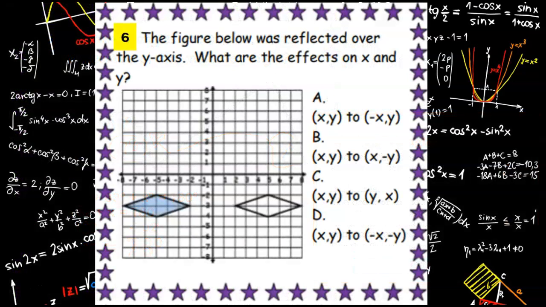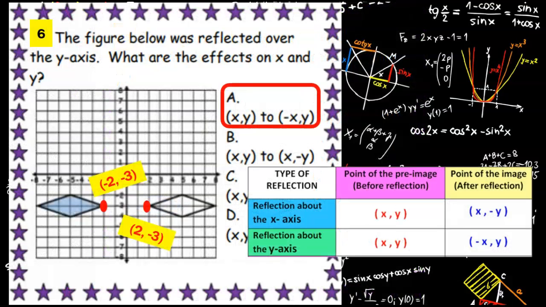And number 6, the figure below was reflected over the y-axis. What are the effects on x and y? So what happens when you have a reflection over the y-axis? Remember that when you reflect over the y-axis, the x-coordinate changes sign, so the answer here is A.